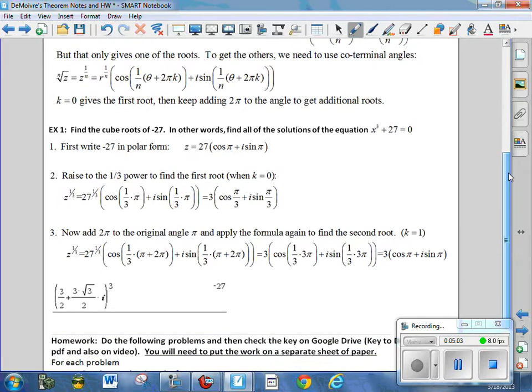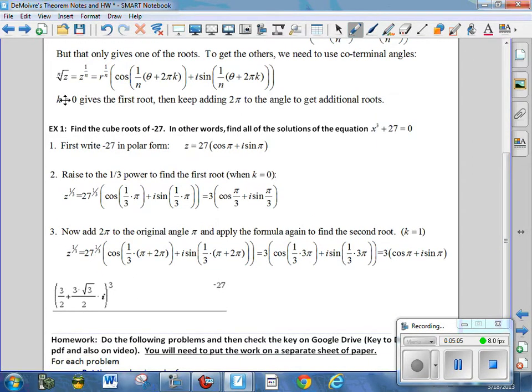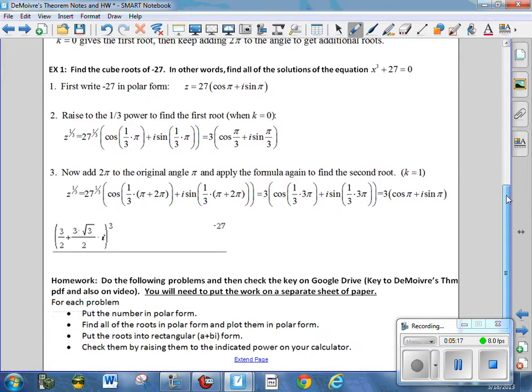So what I'm going to do is use k equals 0 with my original angle theta plus 2 pi times 0 would give me my first root, and then just keep adding 2 pi to get additional roots. So let's do this with an example. I want to find the cube roots of negative 27. In other words, I'm talking about solving the equation x cubed equals negative 27. So I want to find the three numbers that when multiplied times themselves give me negative 27.